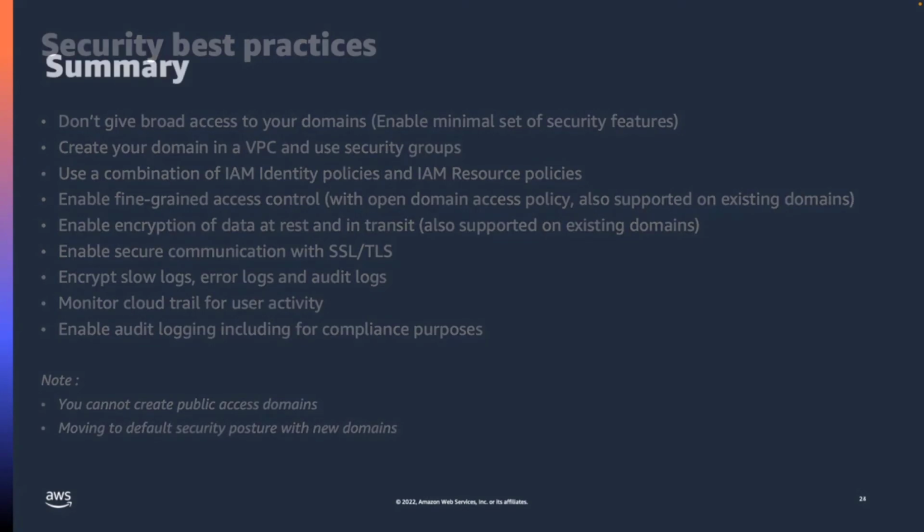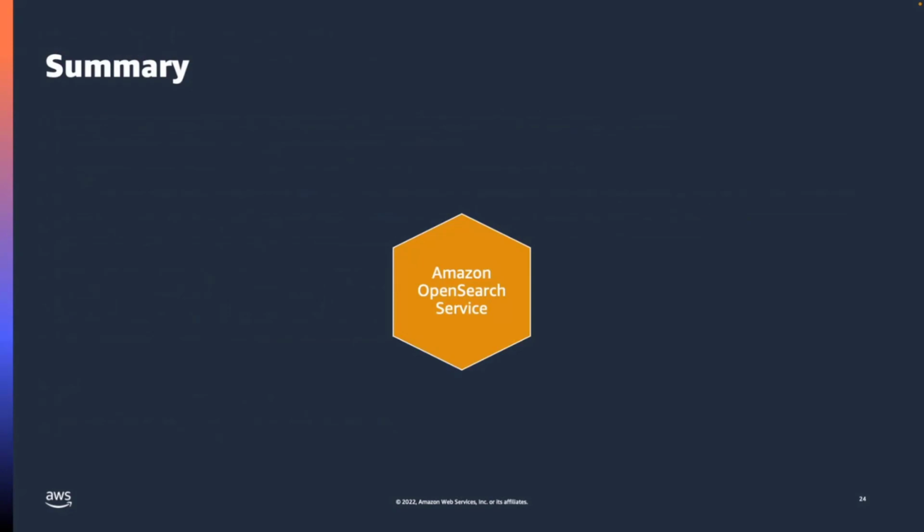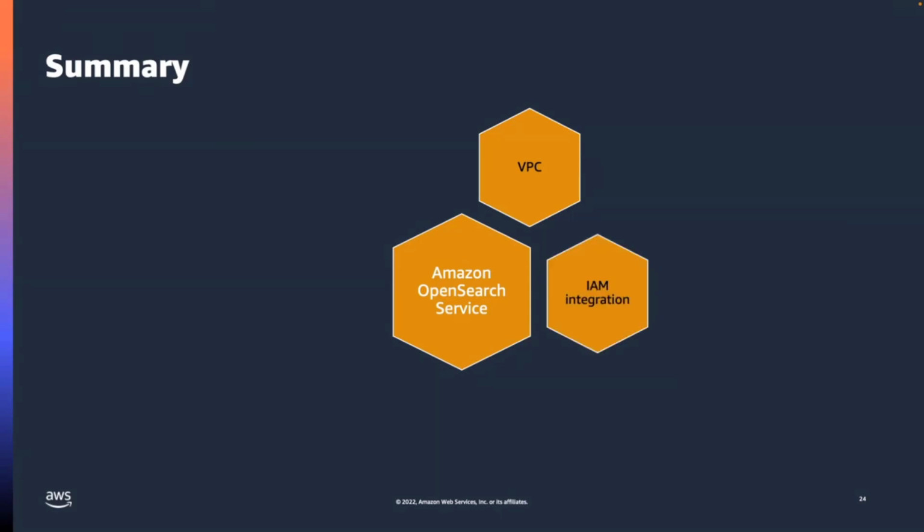All right. So in summary, we've talked about several aspects and security controls that you have with Amazon OpenSearch Service. We talked about using virtual private cloud. We talked about using IAM integration to control how IAM principals interact with your OpenSearch service clusters.